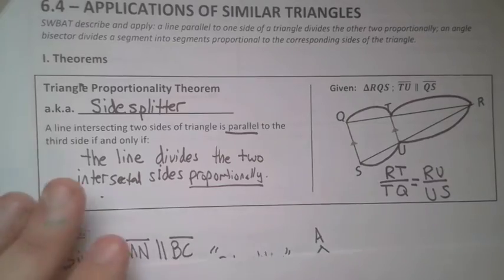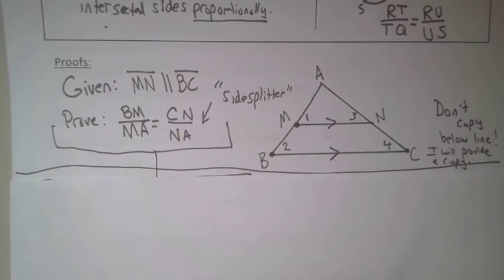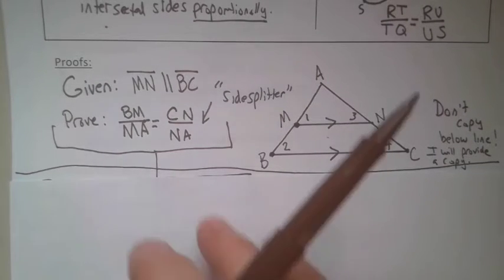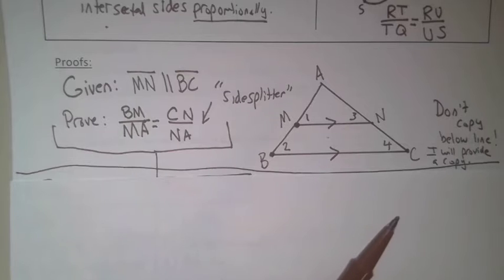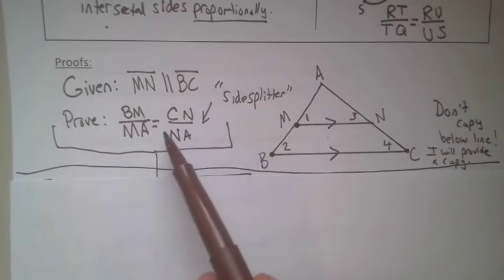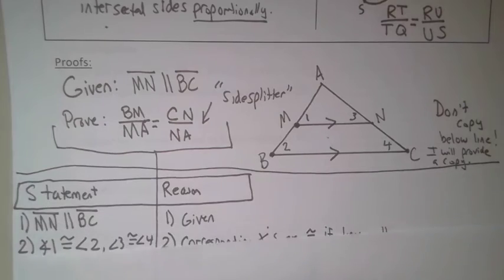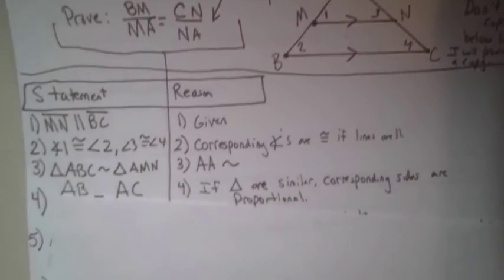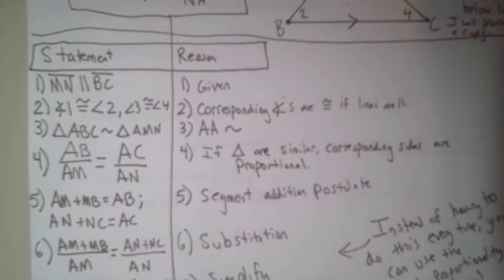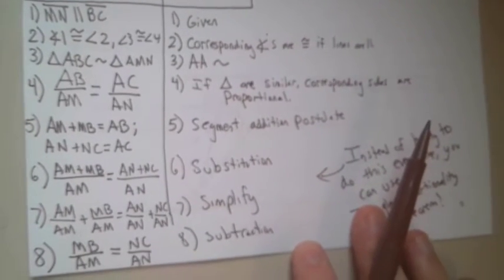What I want you to do is write down the following on top of the proofs right here. There is a large proof below this. I'm going to give you a printout of that tomorrow to save some time. For now, just make sure you have the diagram, the given, and the proof part itself. Again, do not copy this. If you would like to copy it tonight, I'm putting it on the screen right now. Feel free to pause your video.